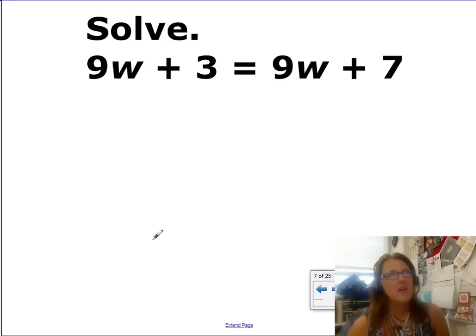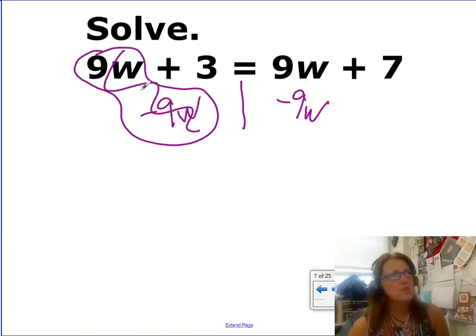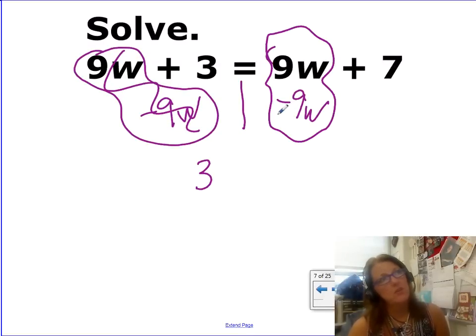Challenging one here. All right. There's nothing to simplify on each side, so you decide I'm going to annihilate a 9y by adding negative 9w to each side. Now watch what happens. That goes to 0w and you're left with 3. Let's come over here to the right-hand side. That goes to 0w and you're left with 7.